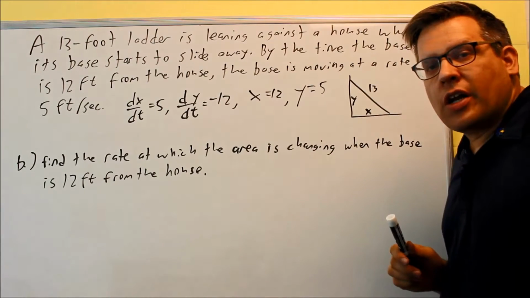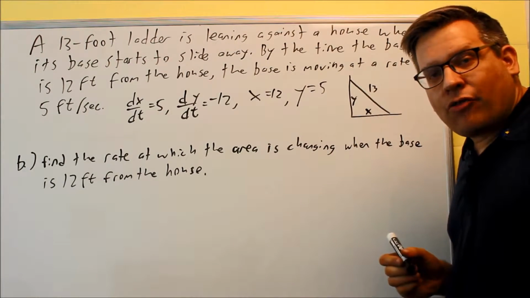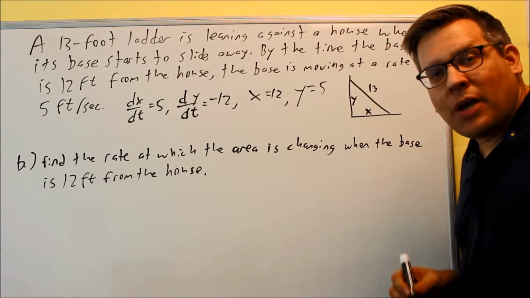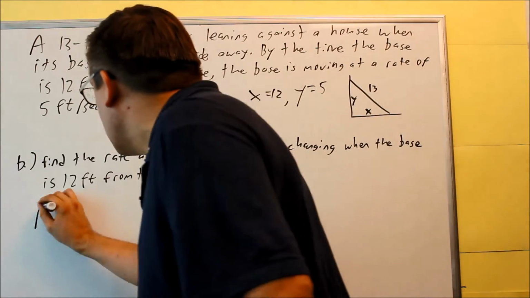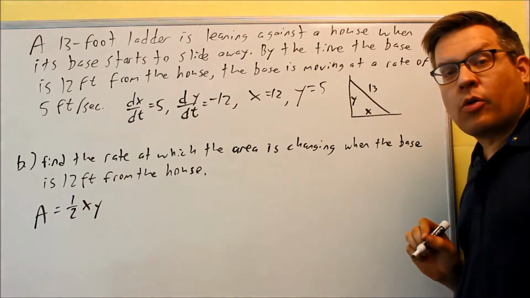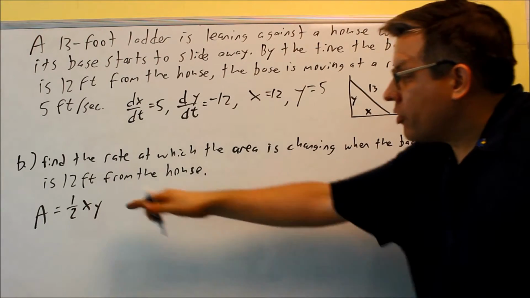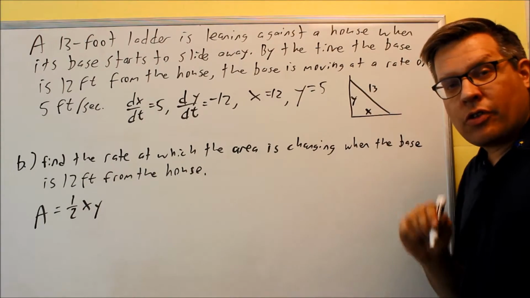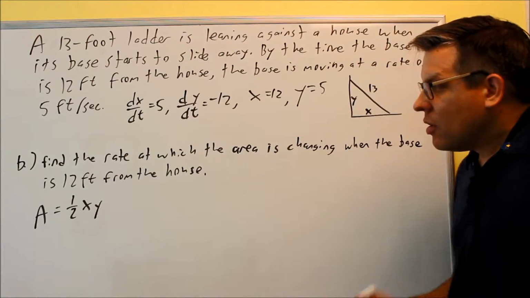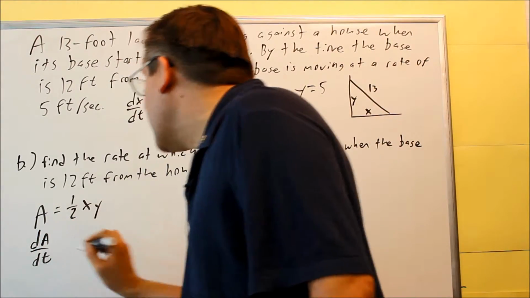This time we want an area. So I have a triangle, I want the area. I need to use the area formula for a triangle, which is 1/2 base times the height. So let's write that out. Area equals 1/2, and then because I labeled my triangle with x's and y's, I'll use that in my formula. So once you have the formula, we now have to take the derivative with respect to time. On the left-hand side, when we do that, we get dA/dt.